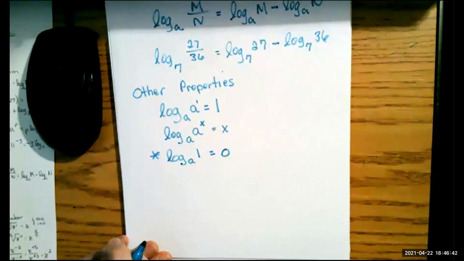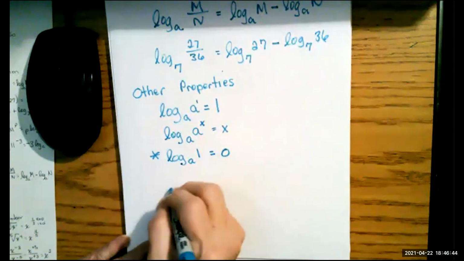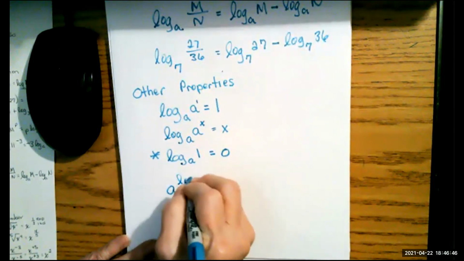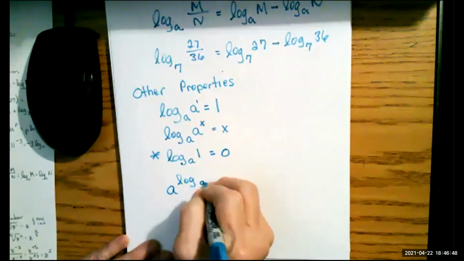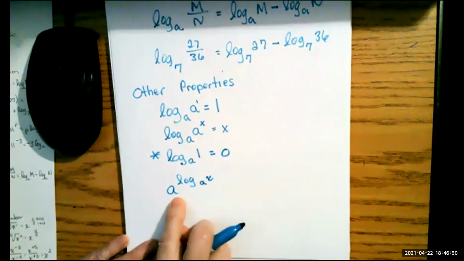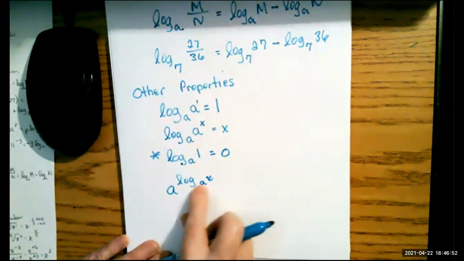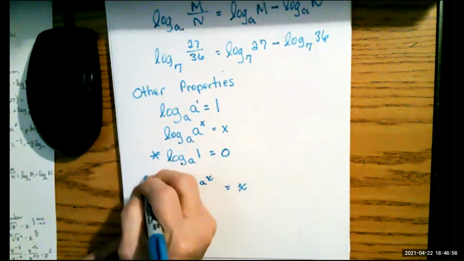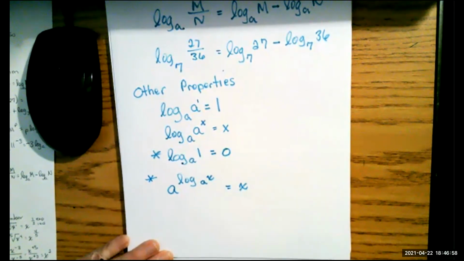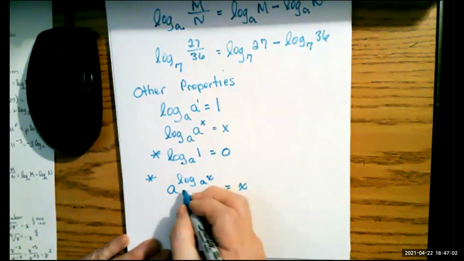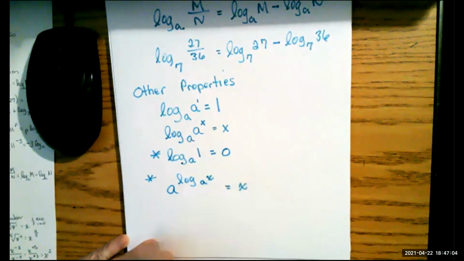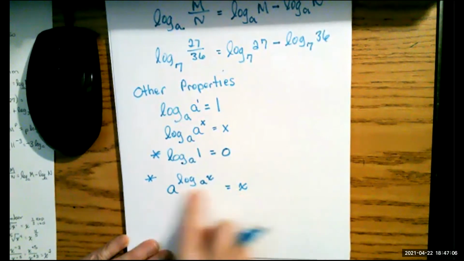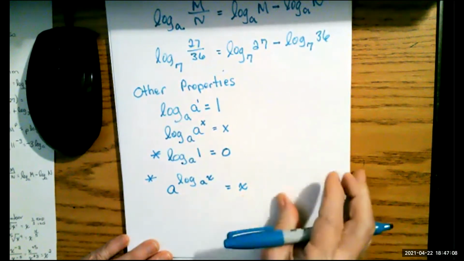Okay. All right. How about this one? You have an exponent of a log A, and these A's match. So what's going to happen here is you get an X. This one right here we don't use very often, but when it comes in handy, it comes in handy. So if you have an exponent that says log base A of X, then your answer to this whole thing is just X.